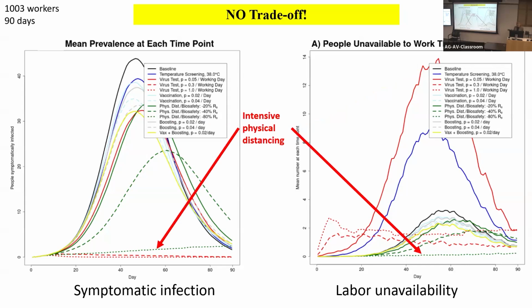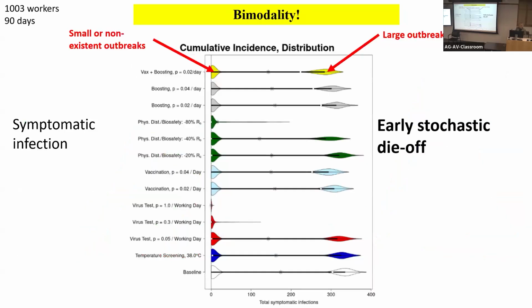Now, one example of an intervention where there was no trade-off, it was very clean, was doing very strict biosafety, biosecurity with masks and shields and ventilation. No symptomatic infections, and also no people being unavailable to work. So that's a cost-effective strategy, but we know it's not very popular. So there is a little bit of a trade-off there still.